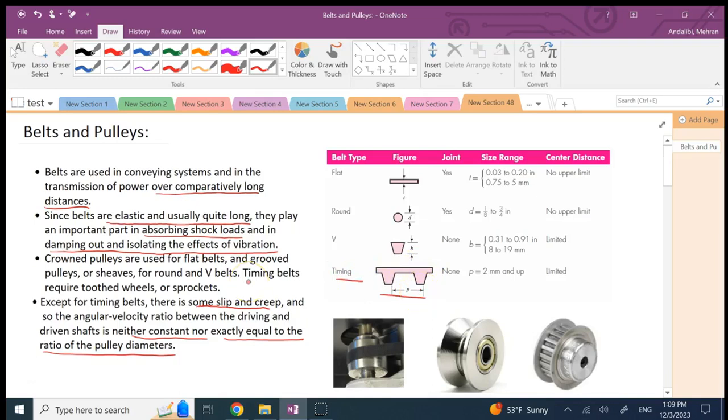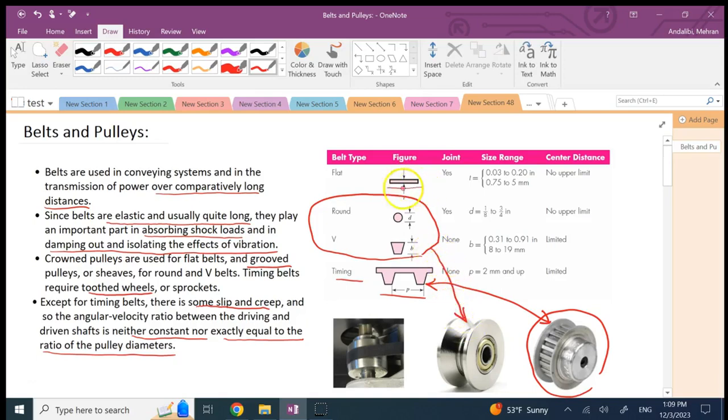And for them, the type of pulleys that you need is called toothed wheels, like this one, okay? So timing belts are used with toothed wheels, and the V ones and the round ones are used with pulleys that are grooved, okay? Grooved pulleys have grooves for a V shape, basically a trapezoidal shape or a circular shape. And then the flat ones are typically used with pulleys we call crown pulleys, okay? So these are the shapes of the pulleys and belts that you see in real life, mostly.